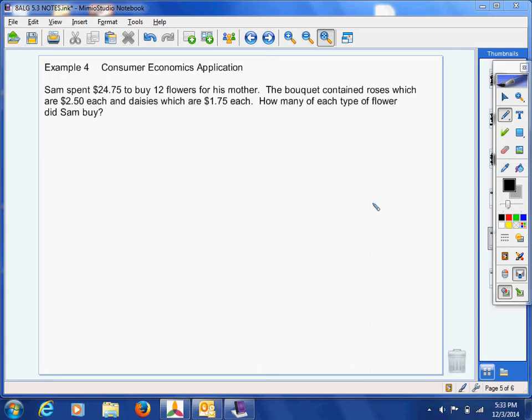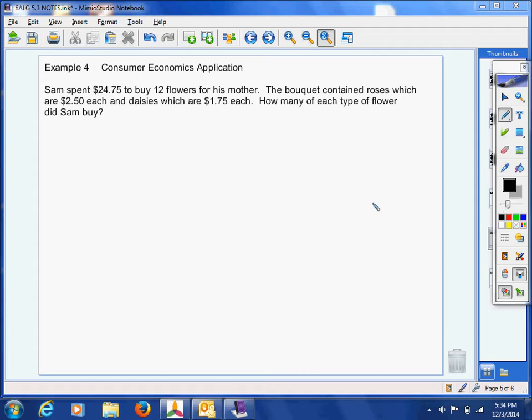Good evening, 8th graders. We're back to 5.3, example 4. This is our very last example in this particular section. And of course, we always like to challenge you with application type problems. We're going to do a consumer economics application.